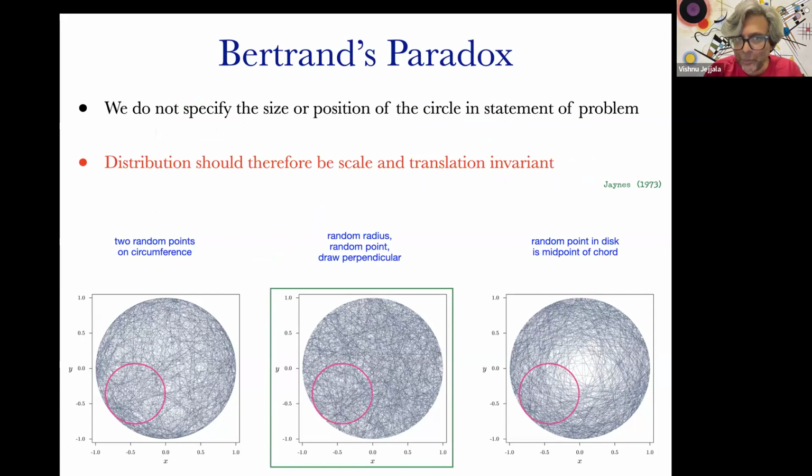James in 1973 noted that we don't specify the size or position of the circle in the statement of the problem. And therefore, the distribution should be scale and translationally invariant. The only one of these three choices that is scale and translationally invariant is the middle choice, the random radius with a random point selected along that radius. So it's the only case in which some other circle drawn inside the big circle has the same distribution of chords as the one in the big circle.